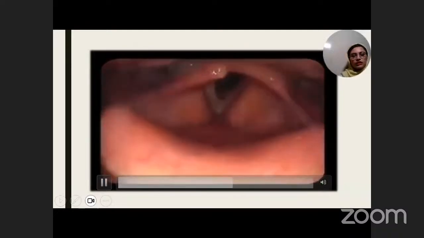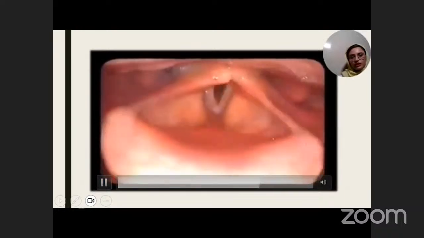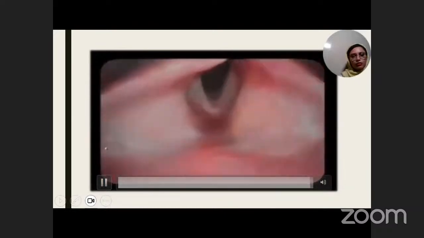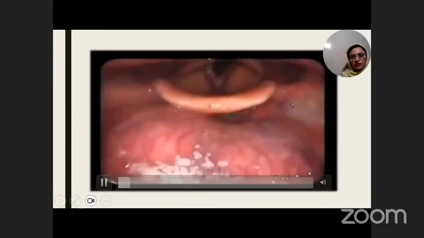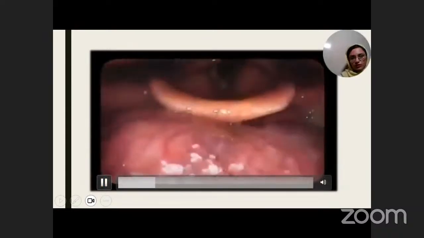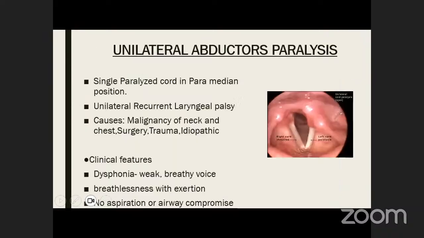Yes, it's unilateral right-sided abductor paralysis. As you can see, the vocal cord is lying in the median position and not moving during respiration and phonation. Now we will discuss unilateral abductor paralysis. In this case, the paralyzed cord will lie in the median or paramedian position.